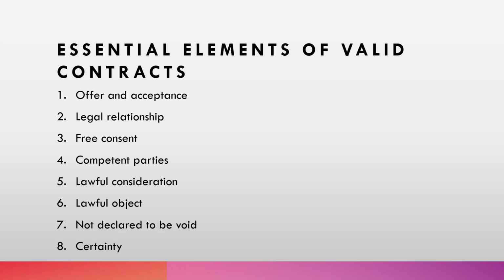Then certainty means what? Certainty means the contract must be precise and certain. There should be possibility of performance, and the agreement must be capable of being performed by both the parties. Both the parties should perform that agreement, and there should be a possibility of performing it. That is called certainty, and it should be clear and precise. So these are some essential elements of valid contracts. When we add these elements to the agreement, then it becomes a contract.